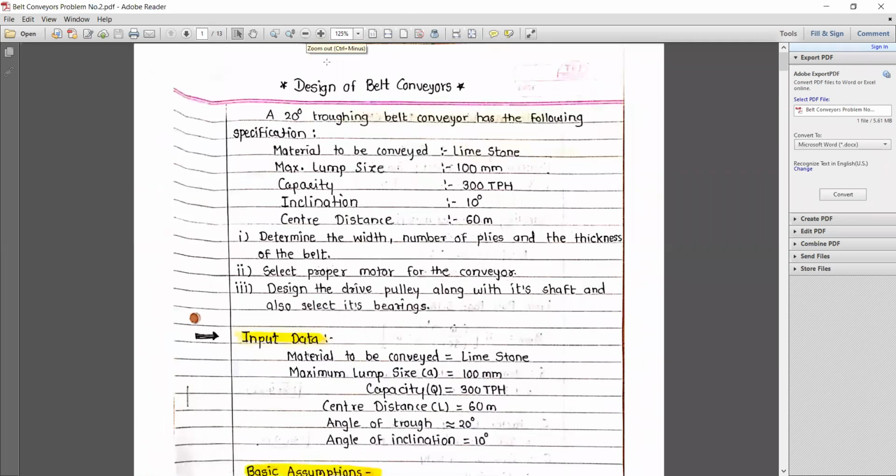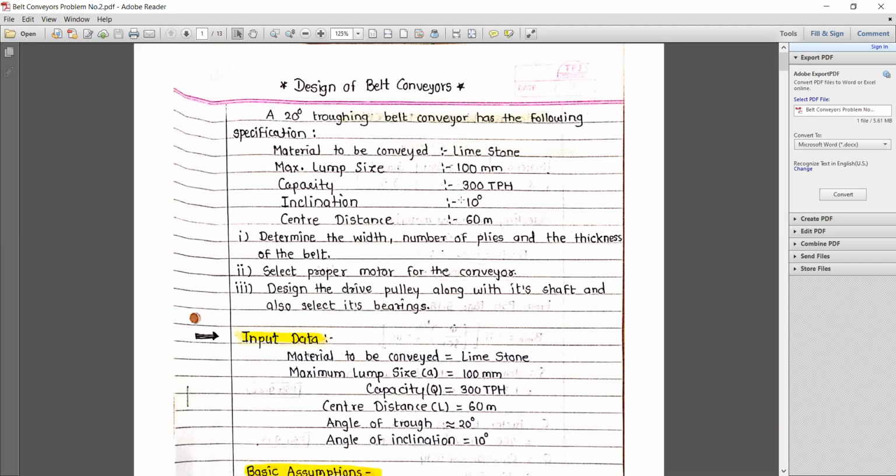What is the problem statement? A 20-degree troughing belt conveyor has the following specification. Material to be conveyed is limestone. Maximum lump size is 100 mm. Capacity is 300 ton per hour. Inclination is 10-degree. And center distance is 60 meter.